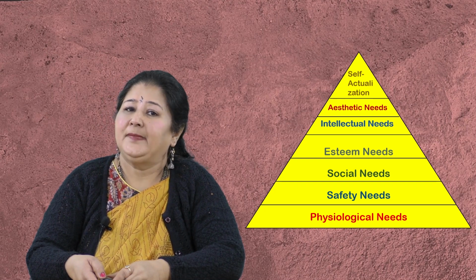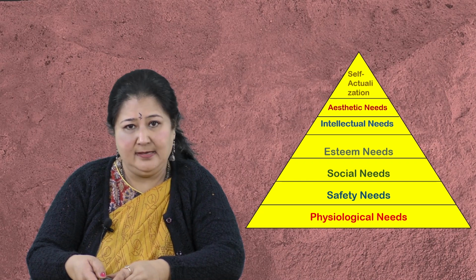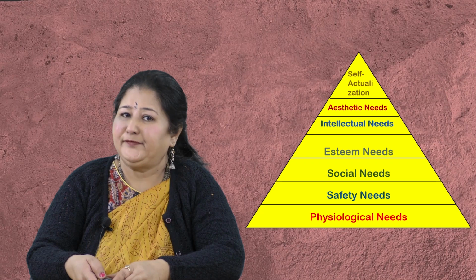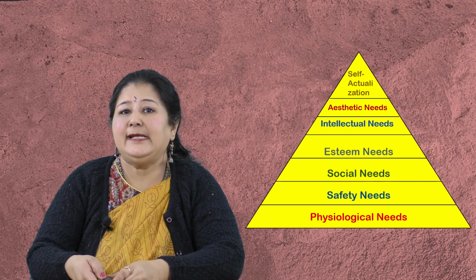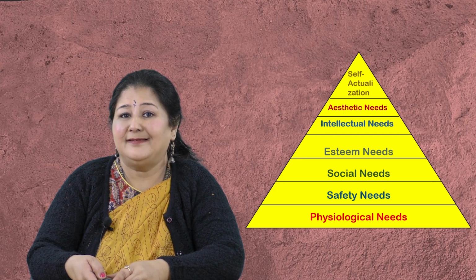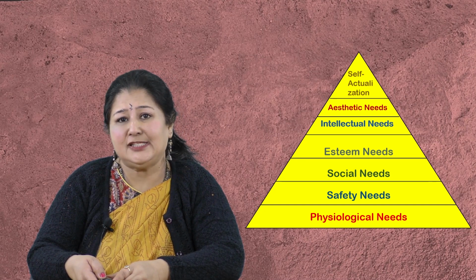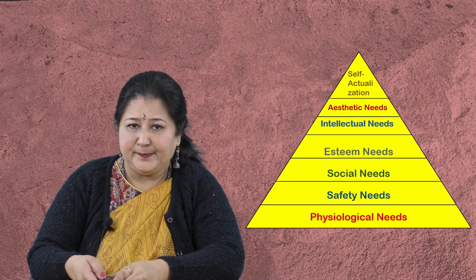So once our physiological needs are met, then we think of safety. We need a secure environment. We need a safe environment. We need an order. We need an arrangement. We need a stability. So next is the safety needs.